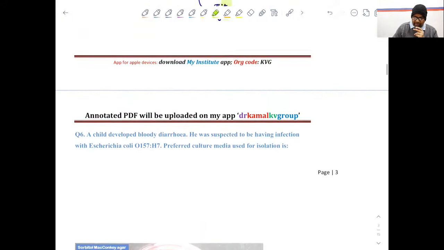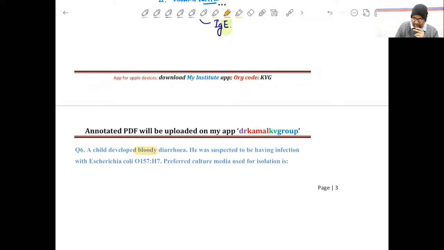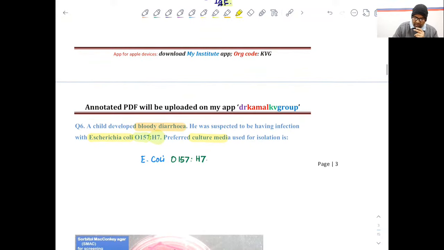Right? Then moving forward, a child developed bloody diarrhea, and it was suspected that this infection has been caused by E. coli O157:H7 strain. Now, when we are suspecting this E. coli O157:H7, what culture media do we need to use to isolate this organism? Now, to answer this, for O157:H7, you can remember SMAC.